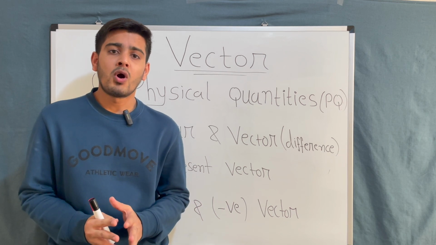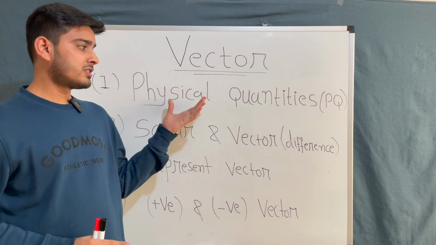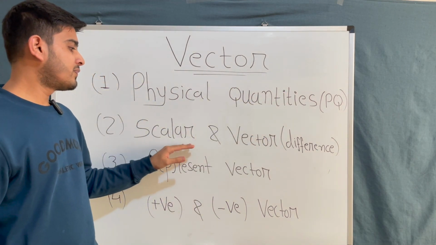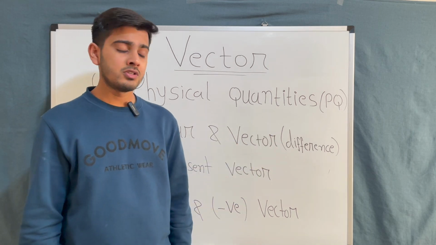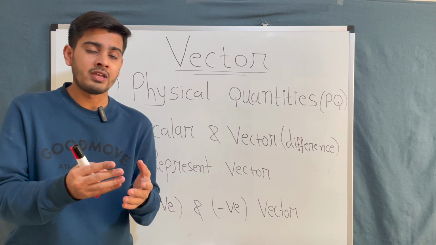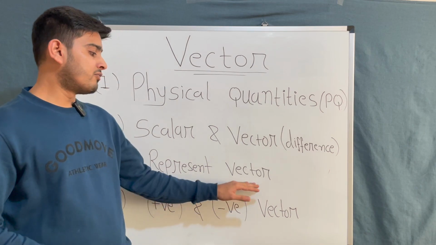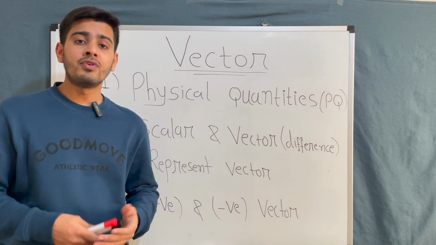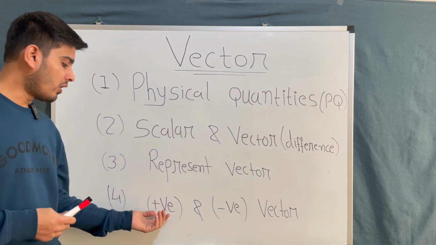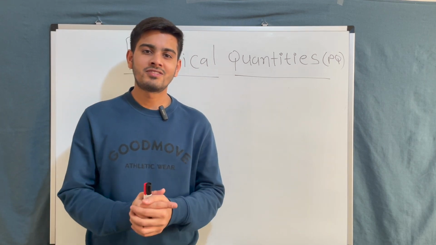This video is all about vectors. We'll start with the very basic concept of physics, which is physical quantities. Then we will discuss the difference between scalar and vector quantities. Very important if you are in 10th grade or GCSE or in AS and A level. And then we will discuss how to represent vector quantities, how we represent a vector quantity in different units. Then finally, positive and negative vectors. So grab pen and paper and start making your notes.